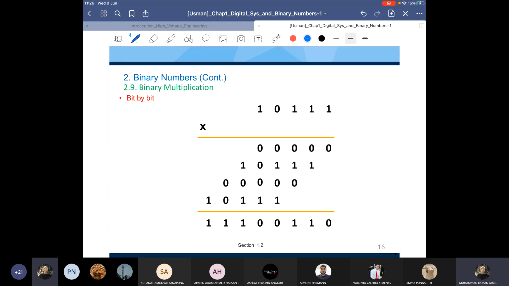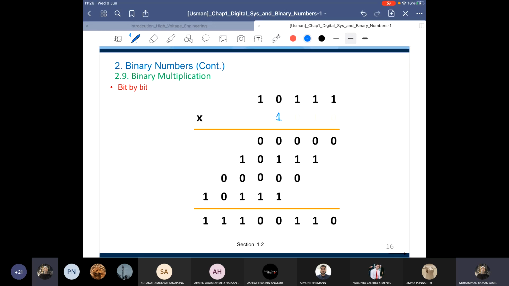Now for binary multiplication, I think you guys can't see this one. So this is 1, this is 0, it's 1, this is 0. This is again the same, okay? Again the same way.